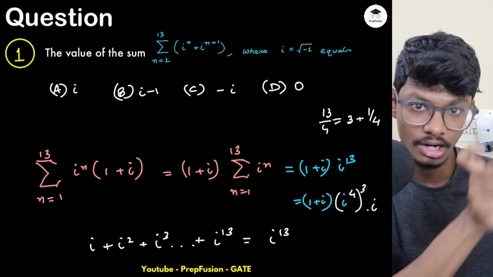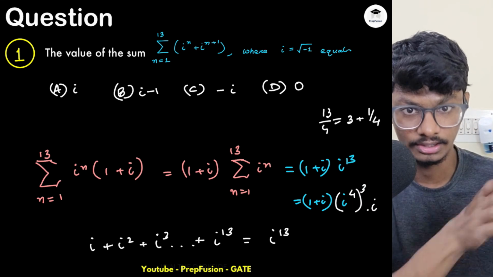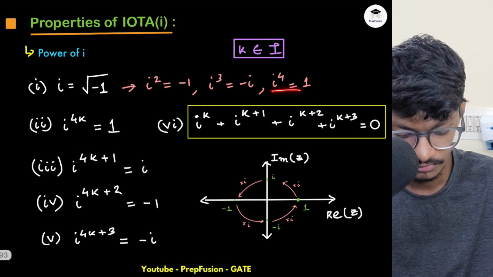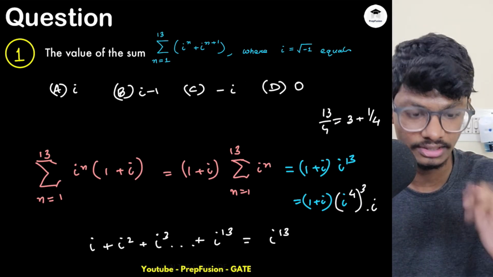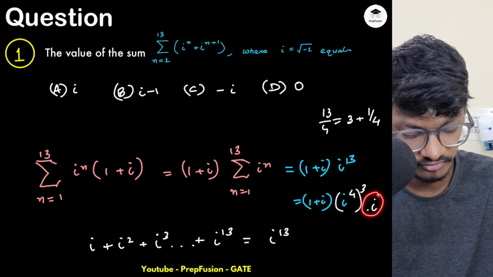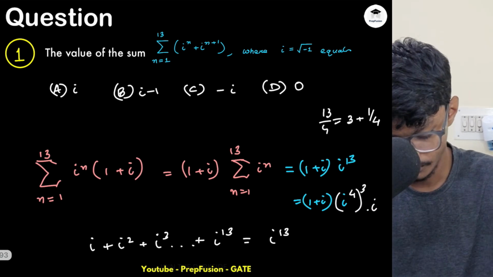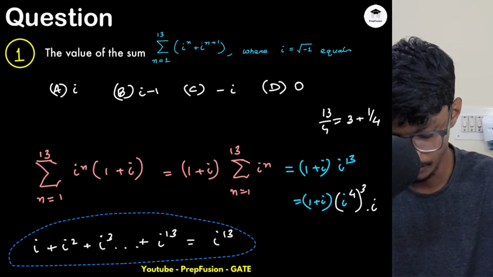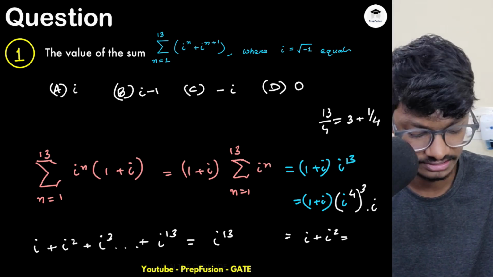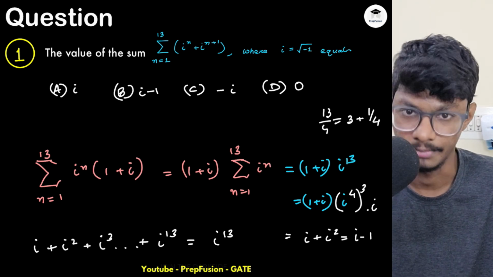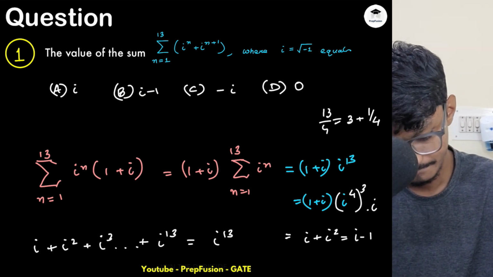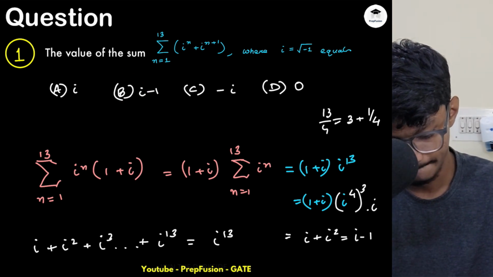So I want to convert it into our base terms: i, minus 1, 1, and minus i. This i raised to power 4 is simply 1, and 1 cube is anything, I don't care, so we replace it with i raised to power 4. So only i is left. This i is multiplied here and here, so it will be i plus i square. And i square is minus 1. So i minus 1 will be my answer. So option B will be my answer for this question.